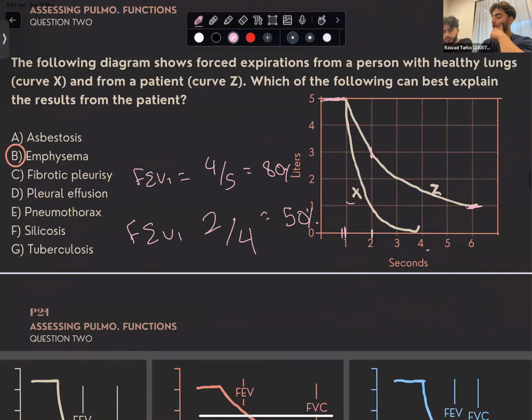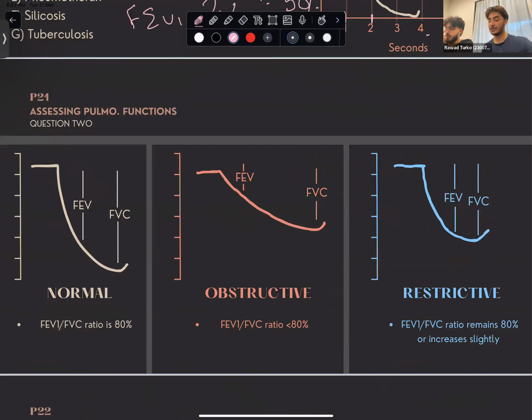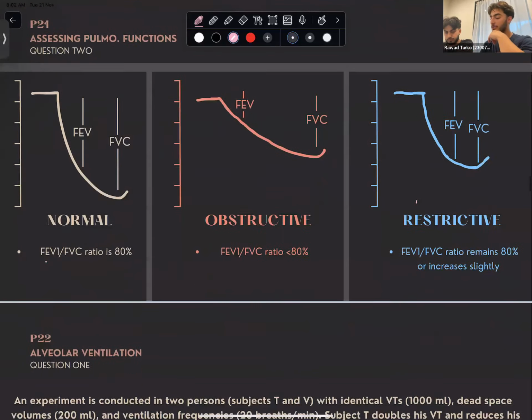Okay, perfect. So again, this is your tiny little cheat sheet, right? In a normal patient, the FEV1 over FVC ratio is 80%. In a person with an obstructive disease, the FEV1 FVC ratio is less than 80%. And in restrictive disease, the FEV1 FVC ratio remains 80% or increases slightly. But always, if it's less than 80, it's immediately obstructive. And if it remains 80% or increases slightly, it's a restrictive disease. But the main thing about restrictive disease is that the curve looks weird and the FEV is increased.